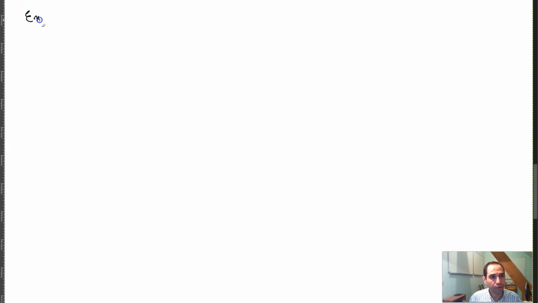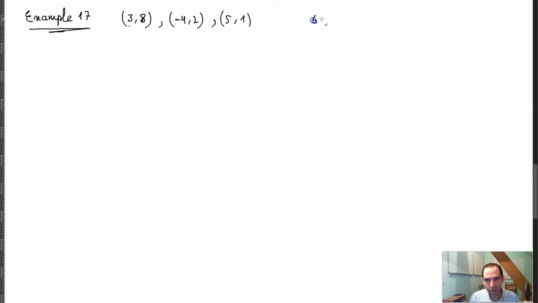Example number 17: you want to find the area of the triangle whose vertices are (3, 8), (-4, 2), and (5, 1). And I already did this as I was going through the concept, and I think this was 61 by 2 square units. Let's see what we get. It's actually the same thing.